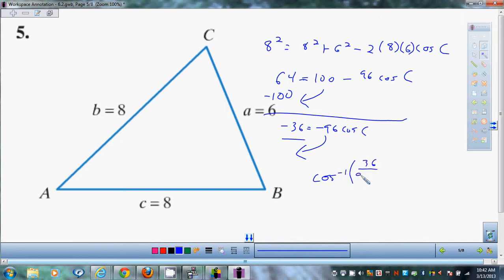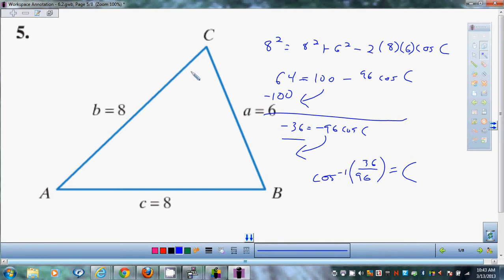Do I have a guess? 64. What was it? 68? 68 degrees, so that would make this 68 degrees.